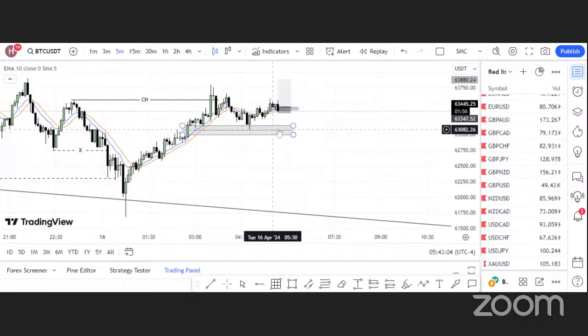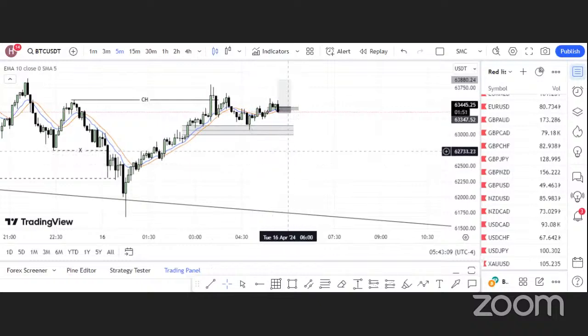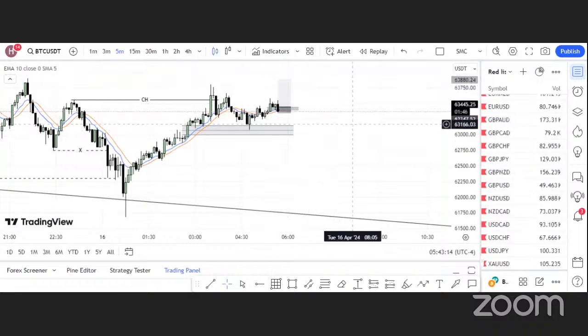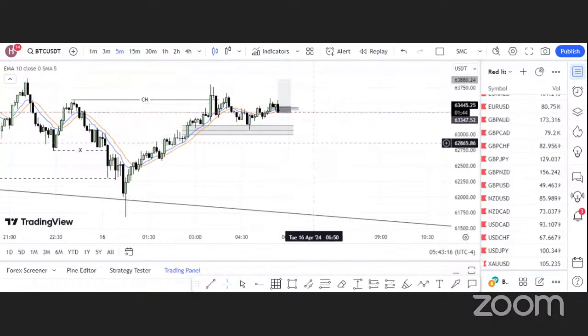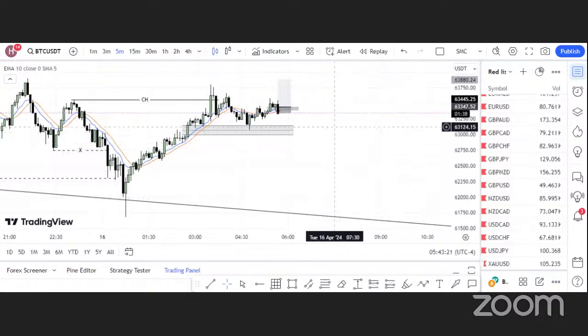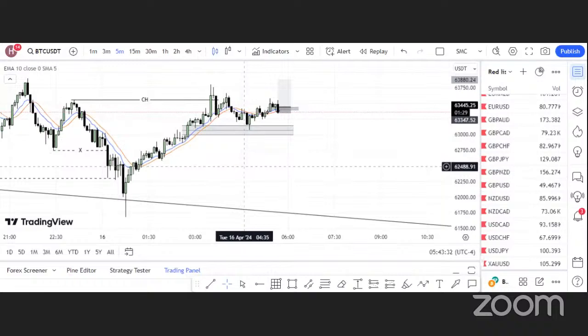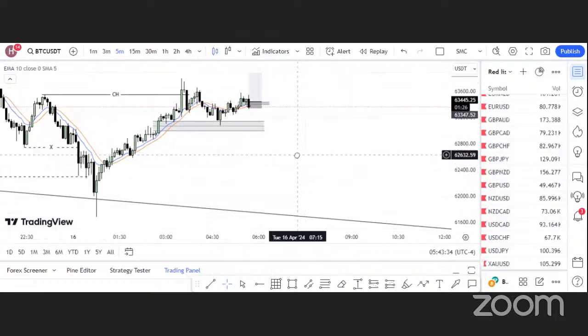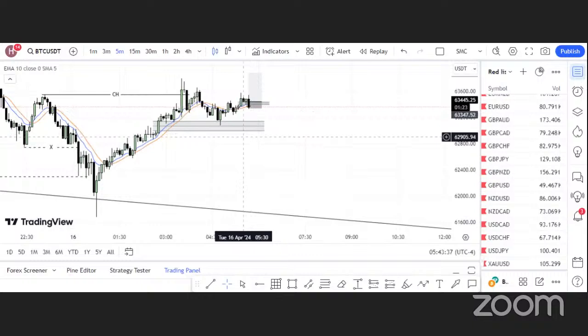Okay, so it's close to our stop loss level. All right, guys. So we lose on the BTC USDT market. The market went into our stop loss level.